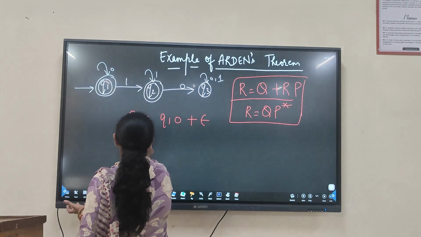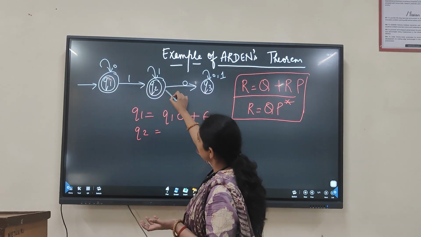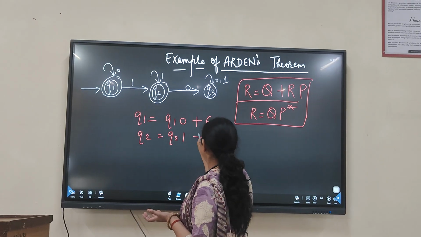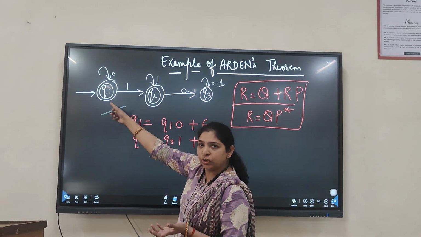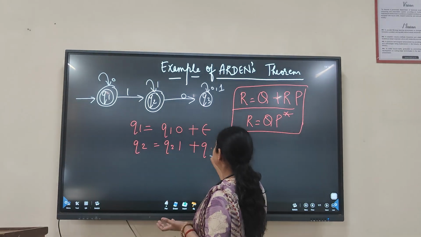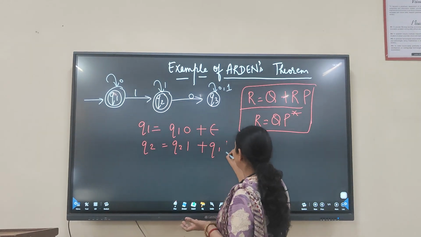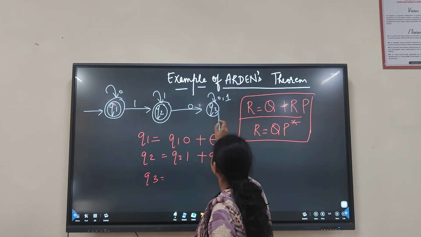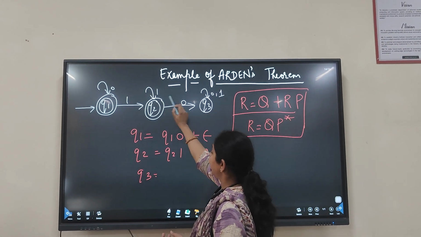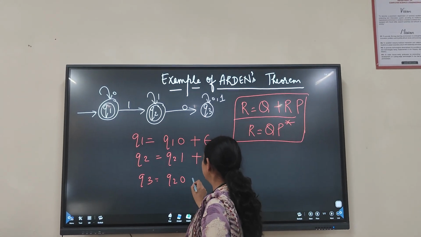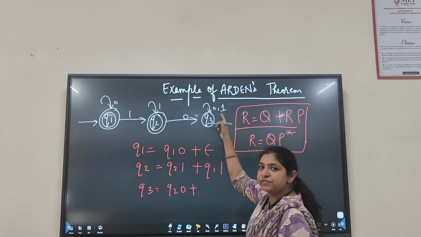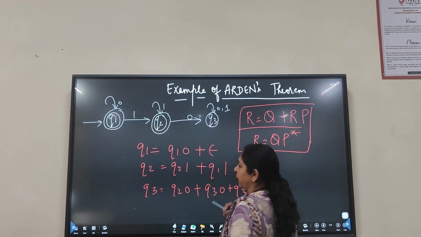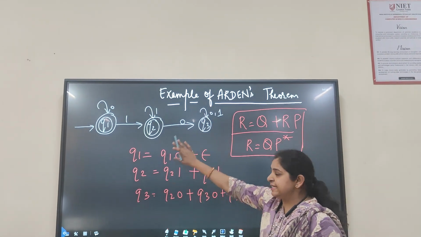Similarly, you will write the equations for Q2 and Q3. Q2 is equal to, as you can see from the diagram, Q2 with the symbol 1 going to Q2, so you will write Q2 1 plus the incoming arrow from Q1 with symbol 1, so Q1 1. For Q3, the symbol is 0 from state Q2, so you will write Q2 0 plus, for Q3 there is a self loop of 0 and 1, so Q3 0 plus Q3 1. Now these are the three equations.